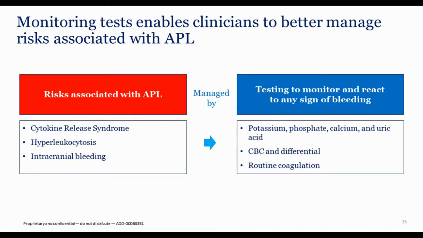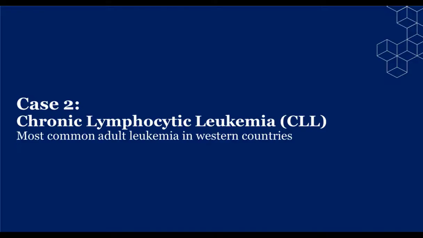And then finally, bleeding, as we said, was a real problem in APL, and often this bleeding can be intracranial bleeding or even bleeding into the lungs, and certainly the routine coagulation test would help us in terms of monitoring the progress in these patients. So the integration of these results contributes to the improved monitoring of these patients, and it allows physicians to treat them more effectively.